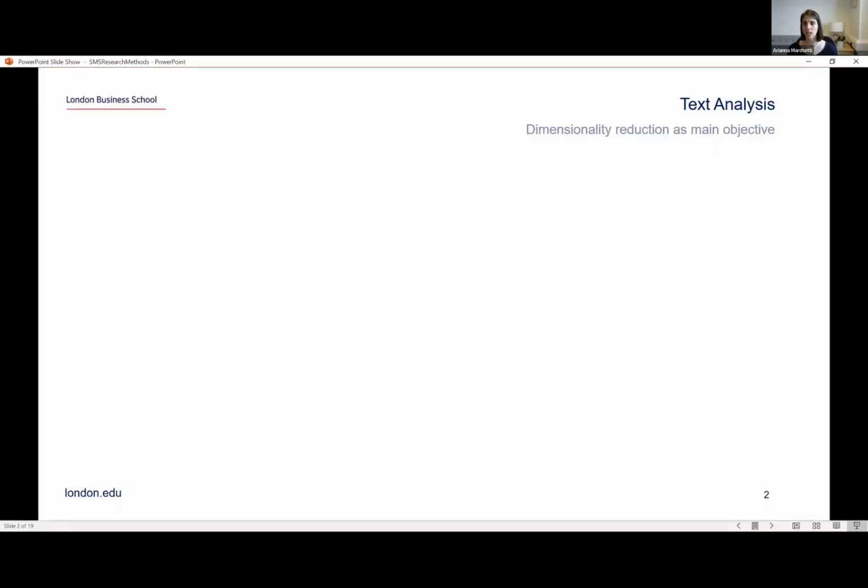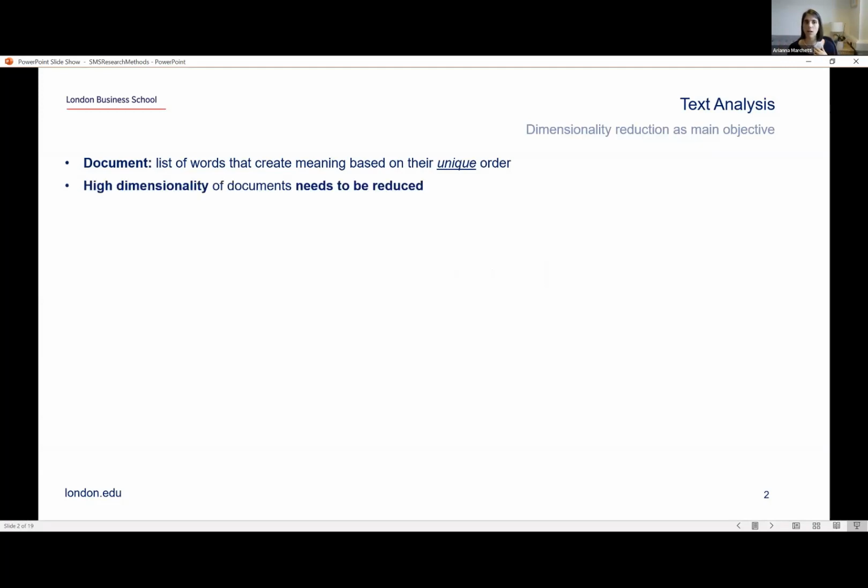When we have these large corpora of text, we want to analyze them and we want to perform a dimensionality reduction exercise, right? We generally start with a text document, which is a list of words, and this list of words generates its meaning based on their unique order. But these documents give a lot of information.